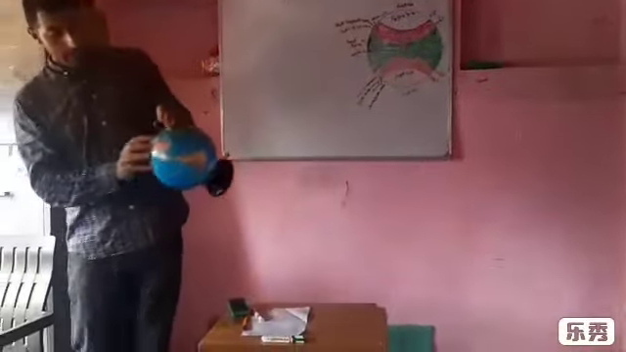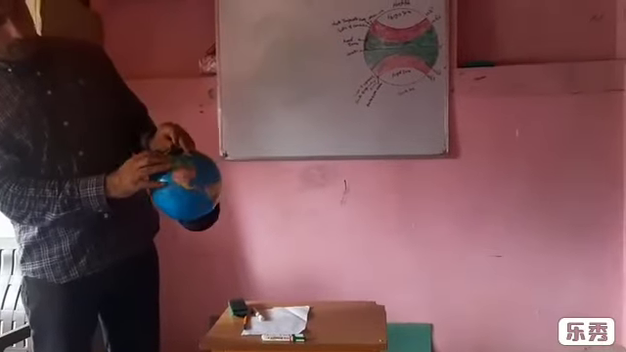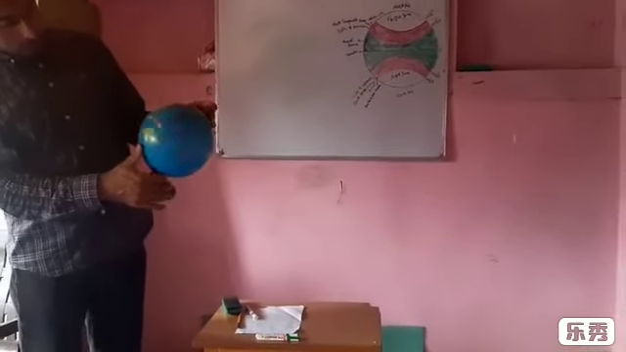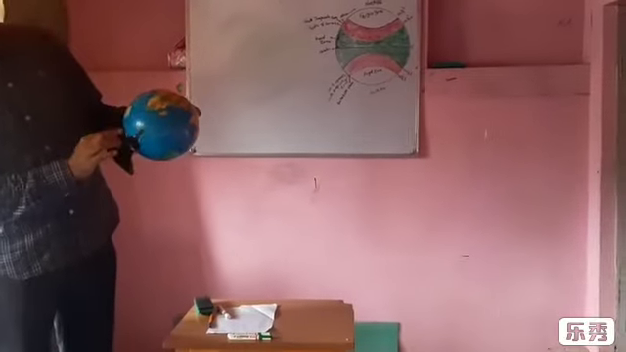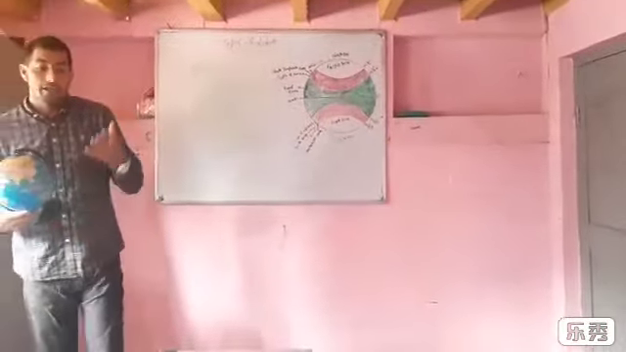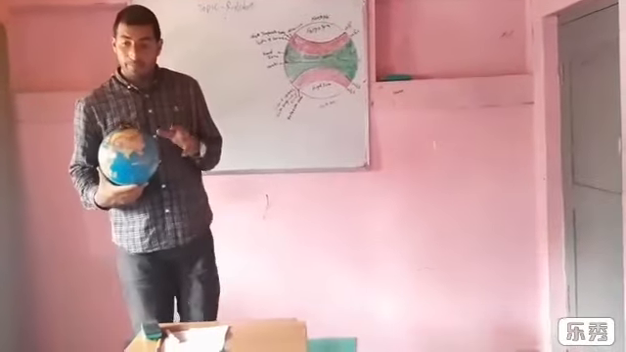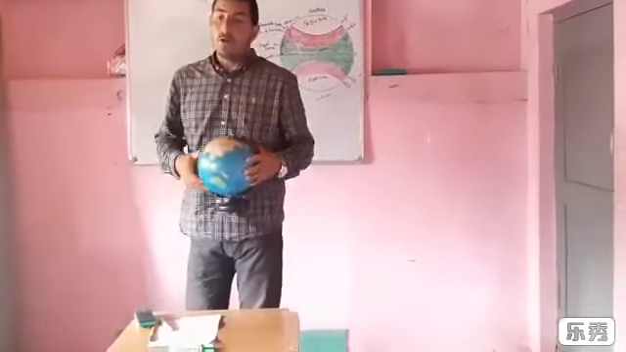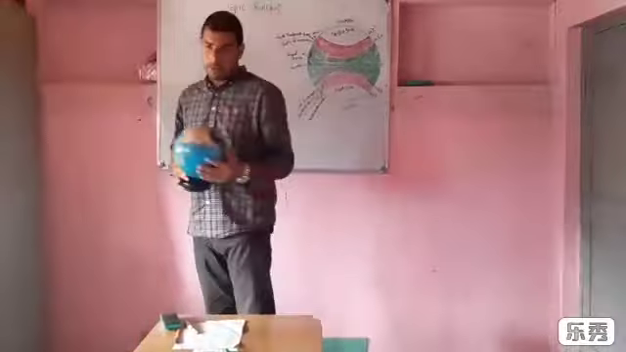Then there is the Arctic Ocean. It is written here. This is the Arctic Ocean. And at the last there is the Southern Ocean. Here it is. So there are 5 major oceans on the globe. Okay, so let us move forward.